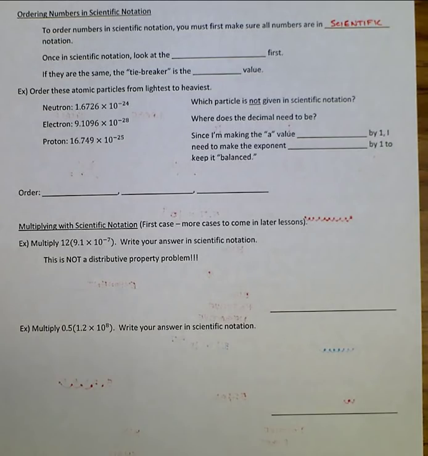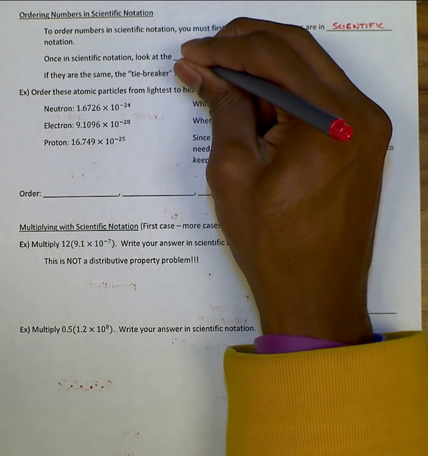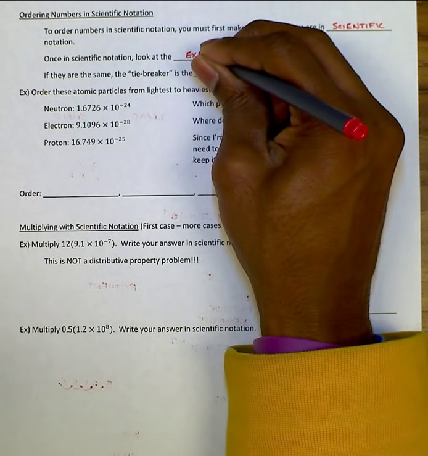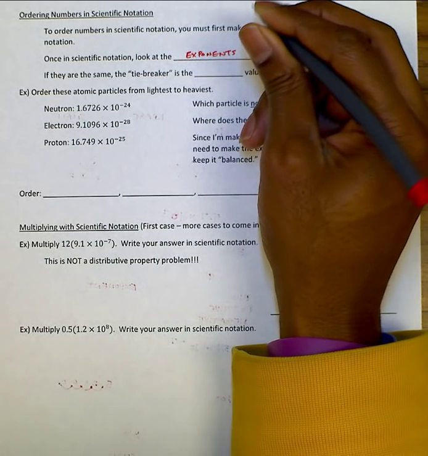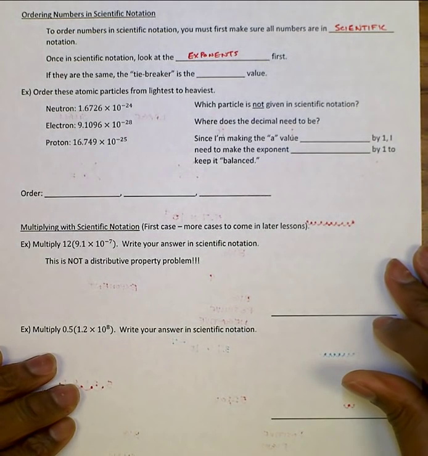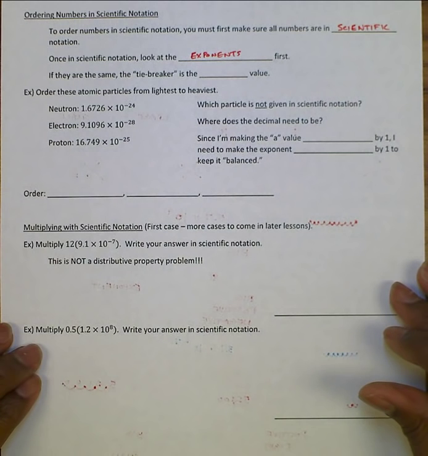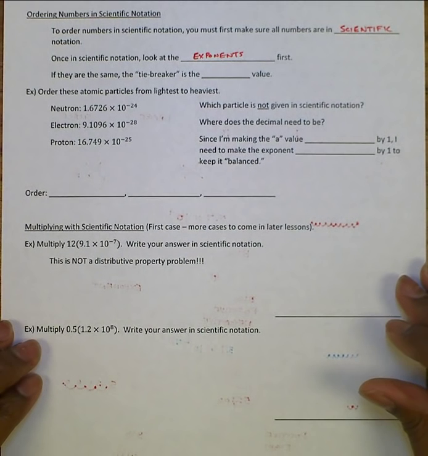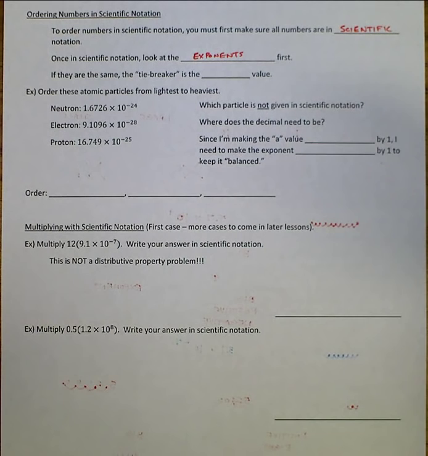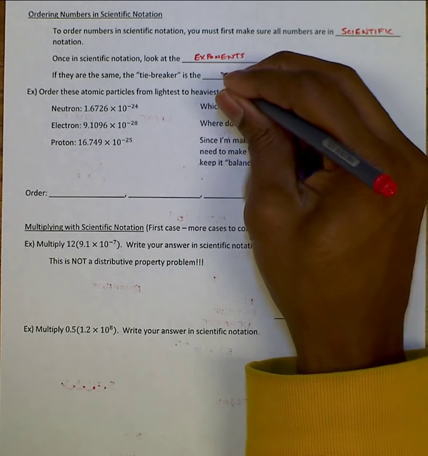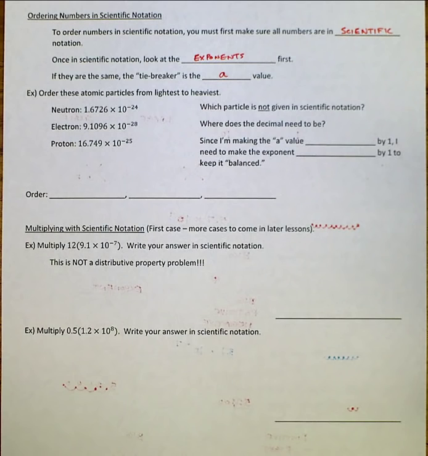So it's best to put it in scientific notation. Once in scientific notation, look at the exponents first. What that will do is tell you where the bigger and smaller numbers are based off of those exponents. You can tell that a little easier than looking at the first term, since the first term really doesn't mean very much in the sense of greater and smaller. It says if they are the same, the tiebreaker is the A value. So we'll look at the A value for tiebreaker only.